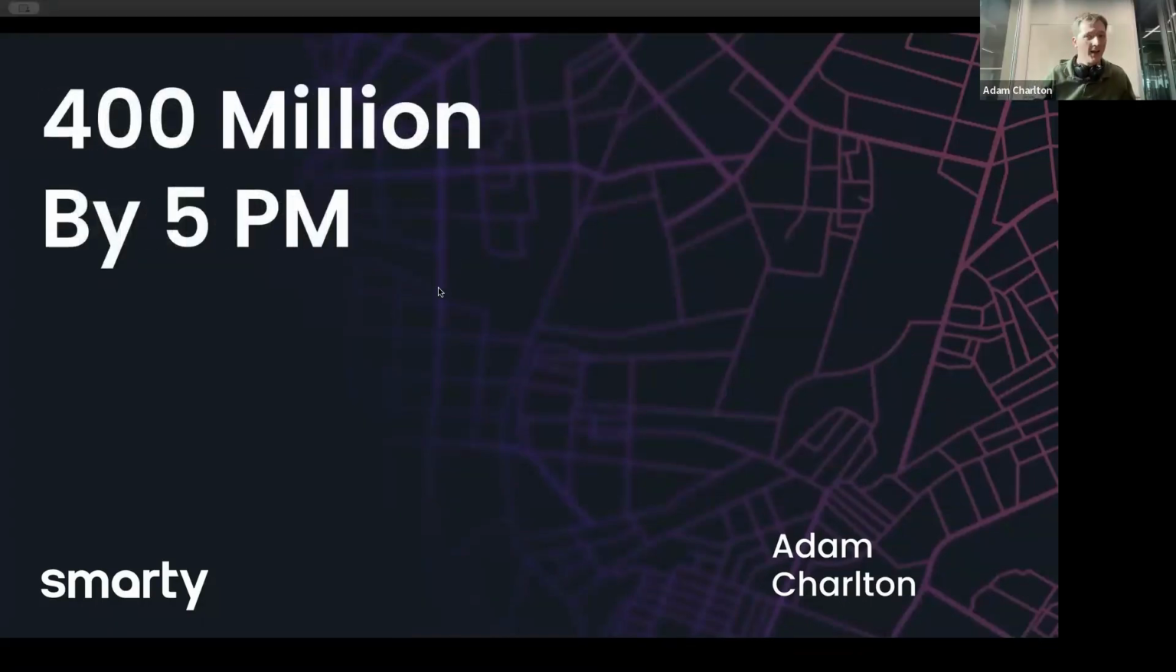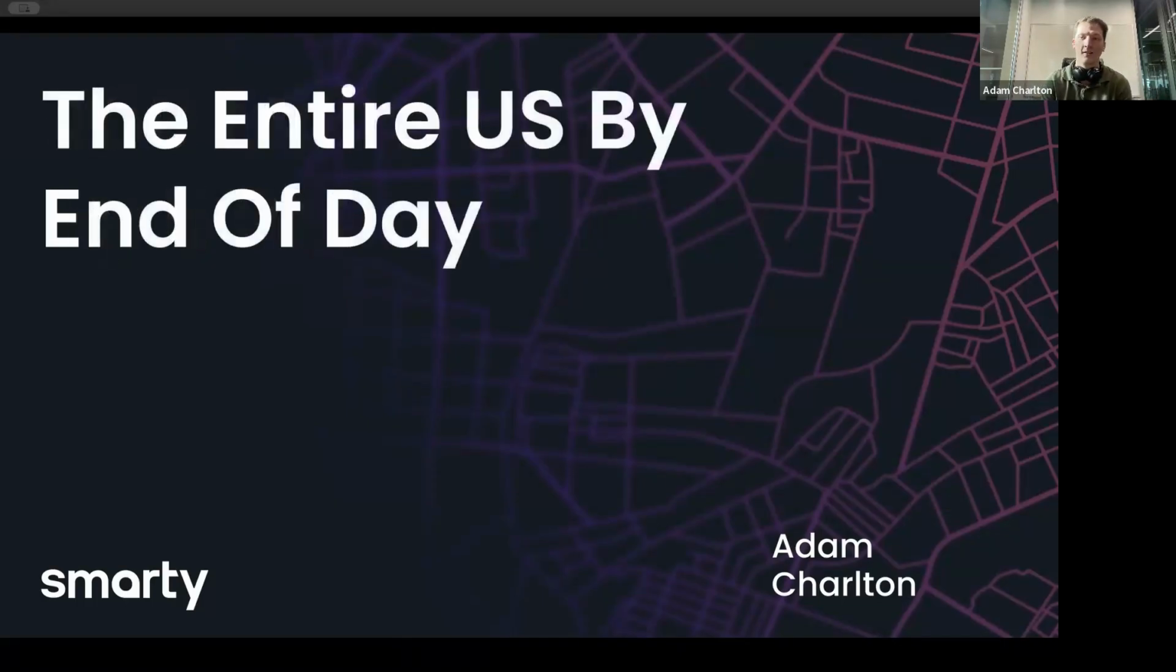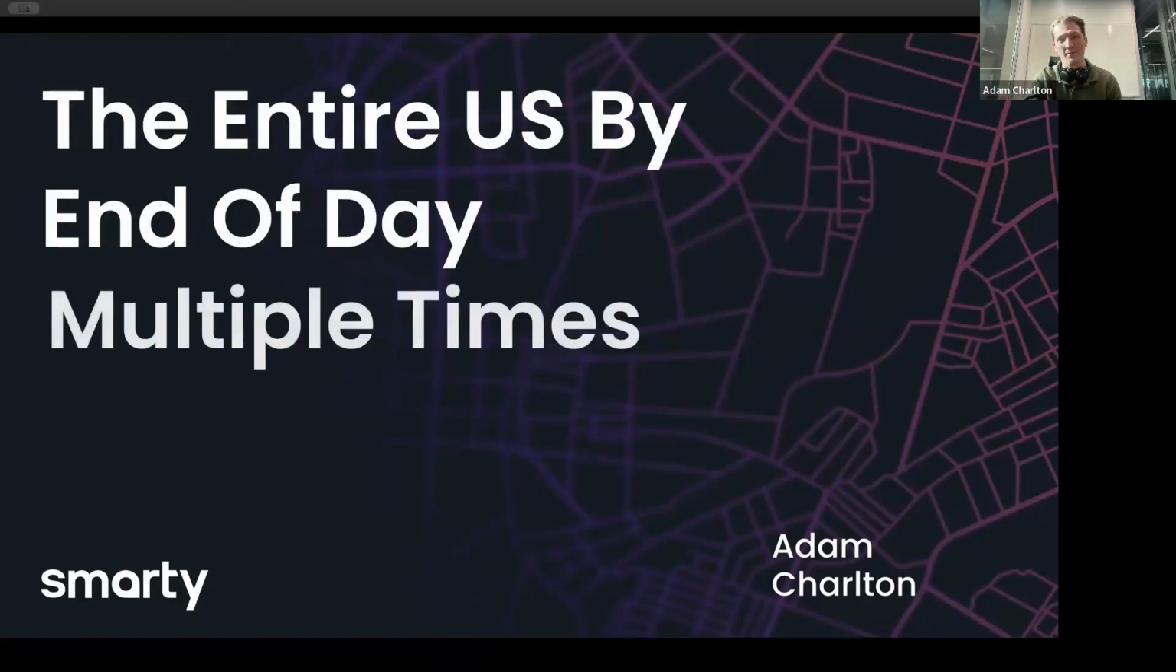Great. So, like Andrew very helpfully mentioned, I'm doing 400 million addresses by 5 p.m. In testing this, we're working through it. Let's put this into a little bit more context, because 400 million is one of those large numbers that without context starts to get a little ambiguous. So let's go through the entire US by end of day multiple times. 200 million is a rough approximation for the number of addresses in the US. So 400 million means we need to go through the entire US twice.